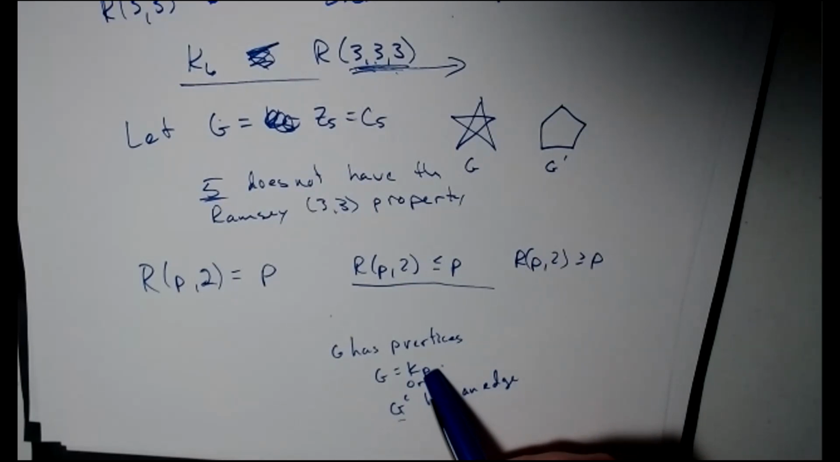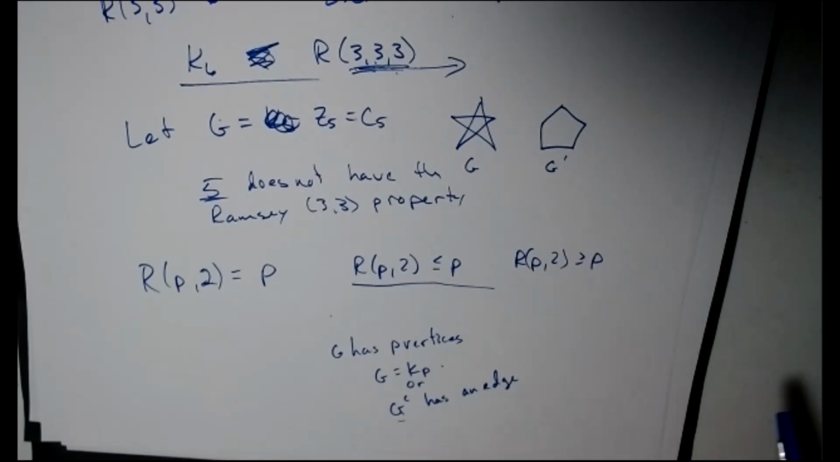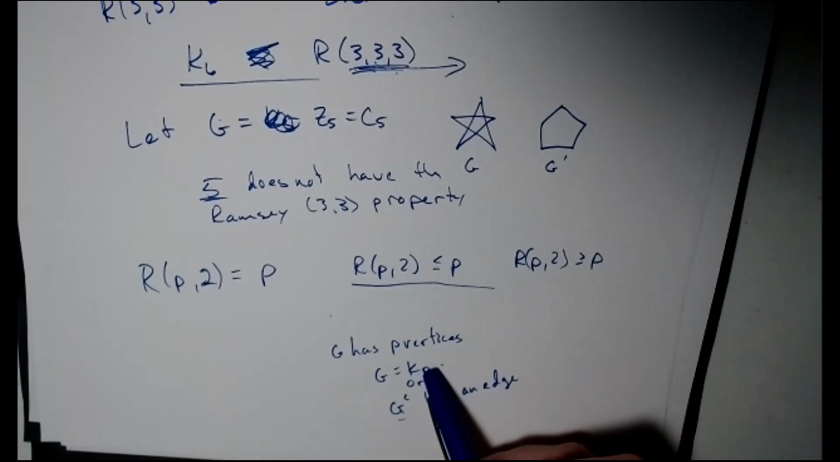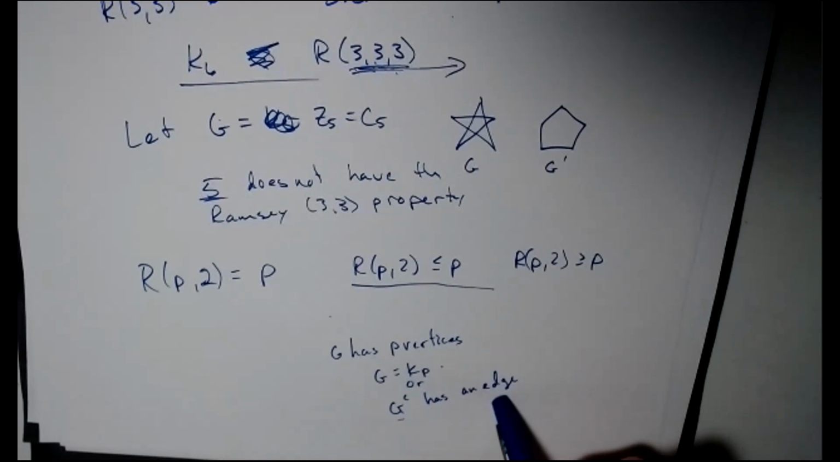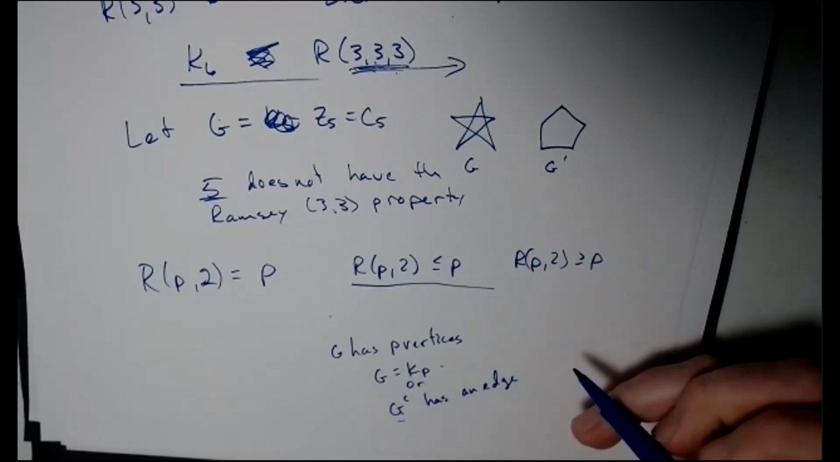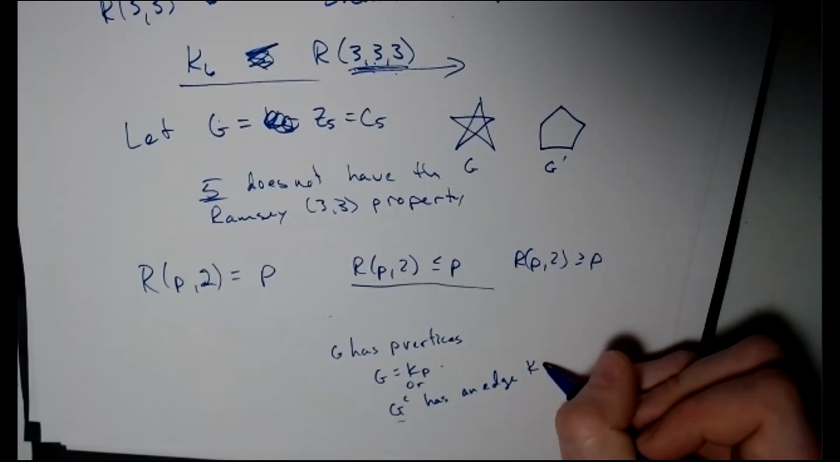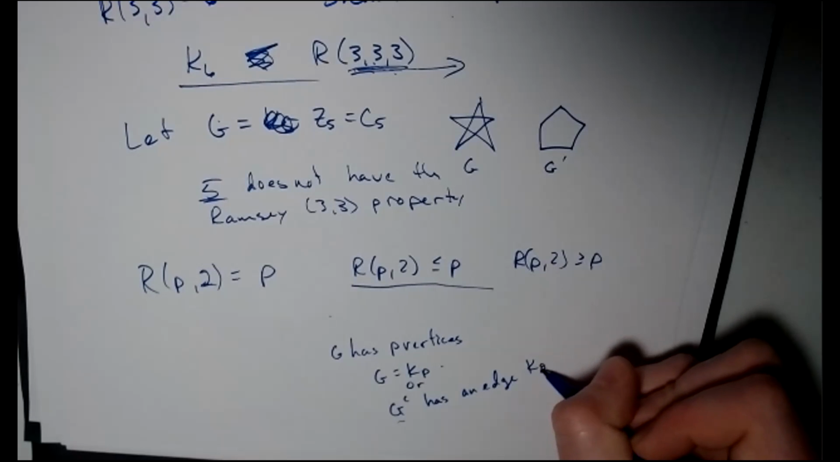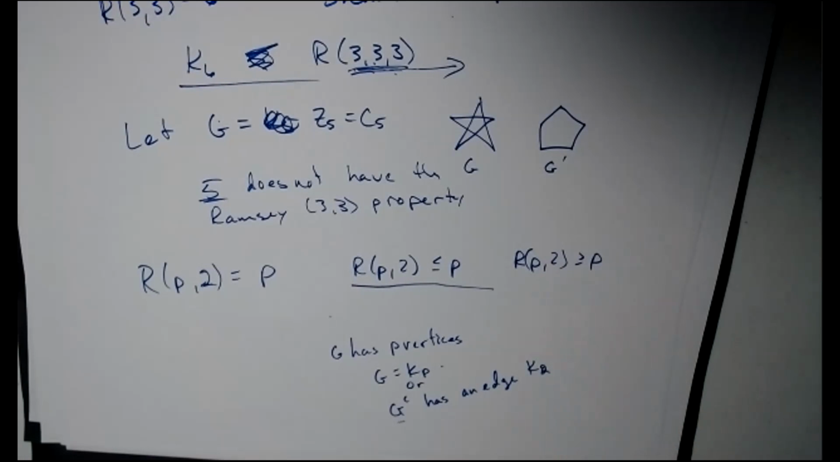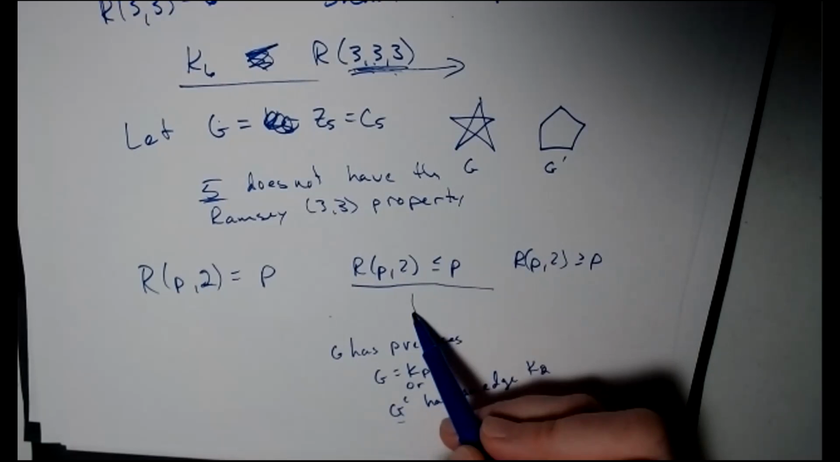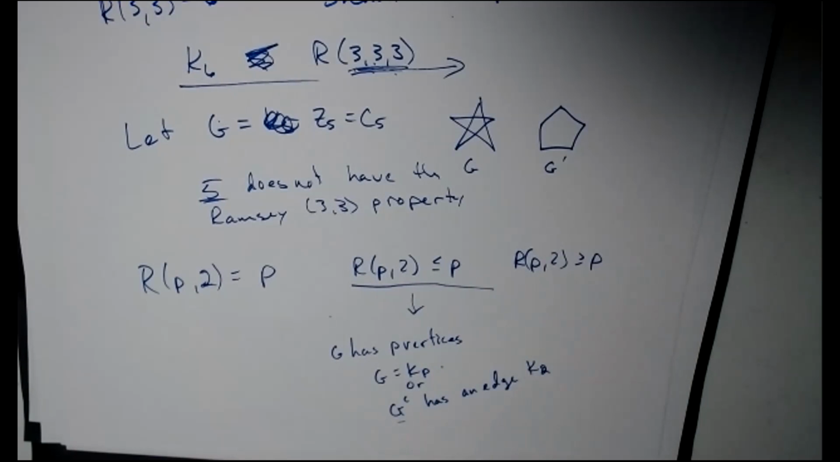Well, if G is the complete graph on P variables, then it contains this complete subgraph on P variables. If it is not, then G complement has an edge, which is the same as having a subgraph, which is K2. So that is the quick proof that R(P,2) is less than or equal to P.